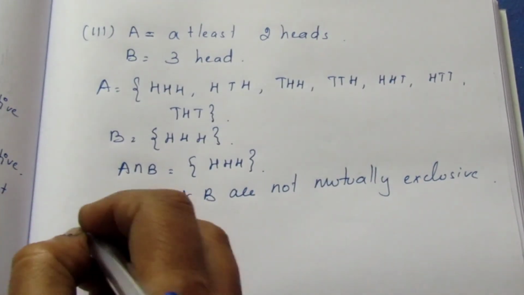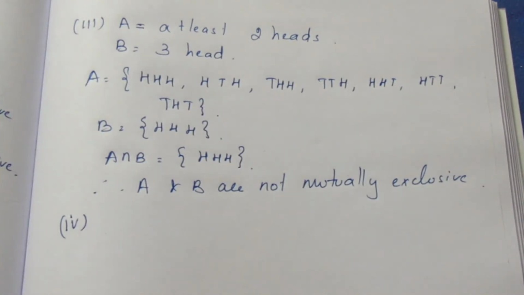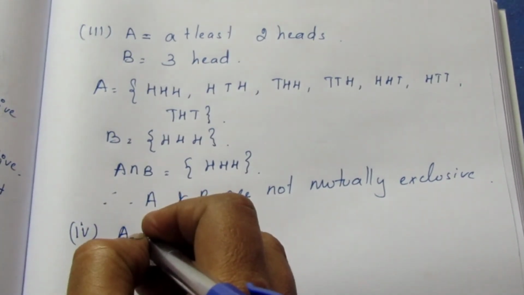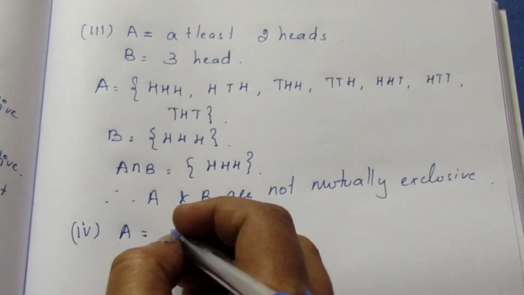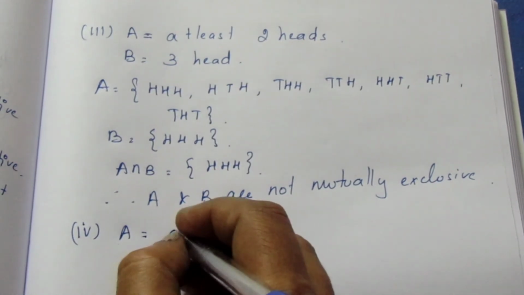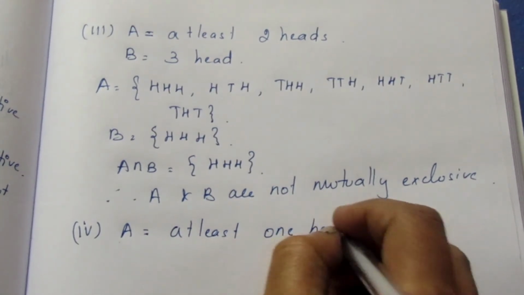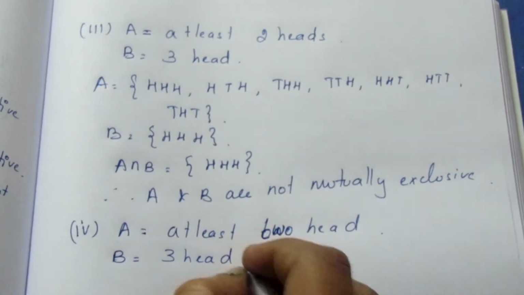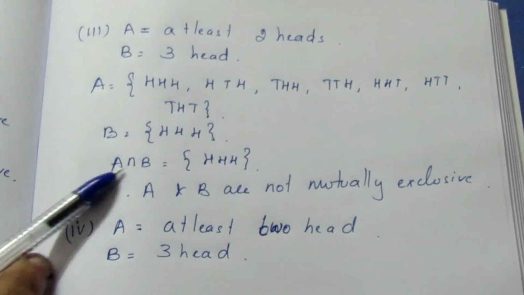Now in the fourth subdivision, they have asked us to write two events which are not mutually exclusive and not exhaustive. Now let me take A as at least 2 heads and B as at least 3 heads. We can take the same example as the third subdivision. Here we can see that A intersection B is HHH.